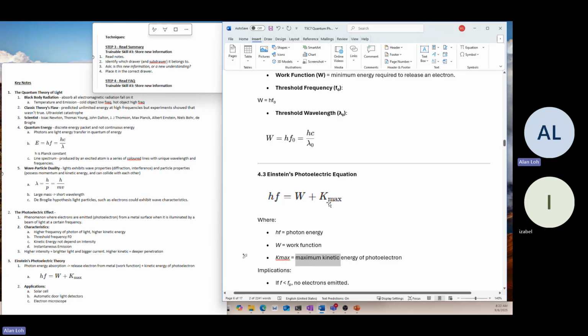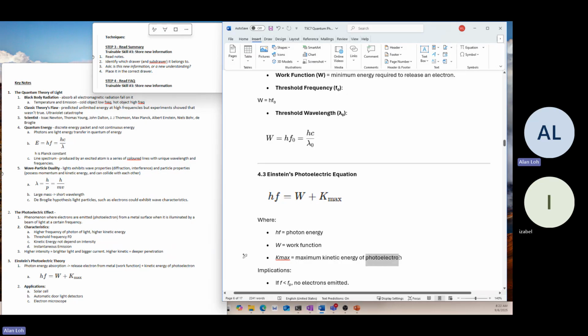So 70 means, compared to, let's say, 50, you have more kinetic energy, you're moving faster, compared to if it is 50, right? If the work function is 50, then obviously you get only 50. If the work function is 30, then you get 70, and so on and so forth, right?